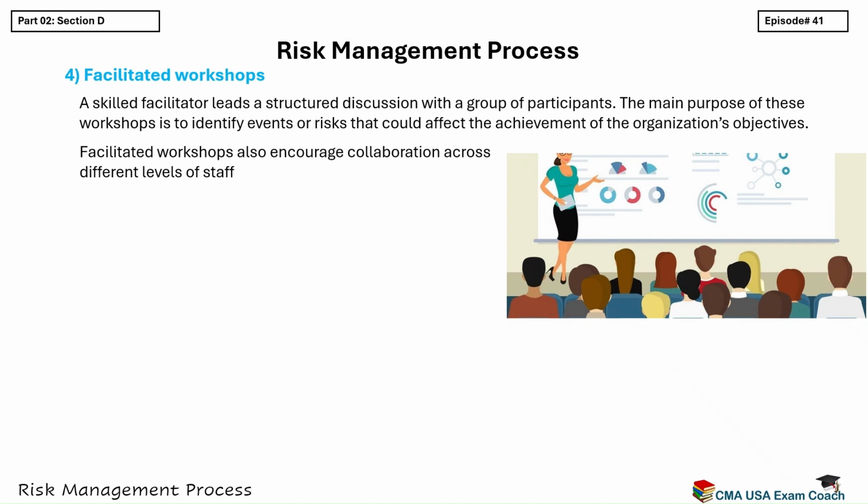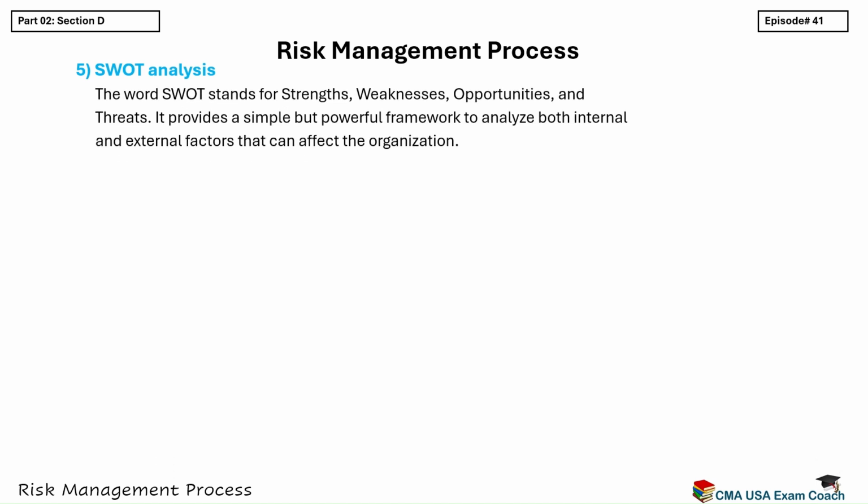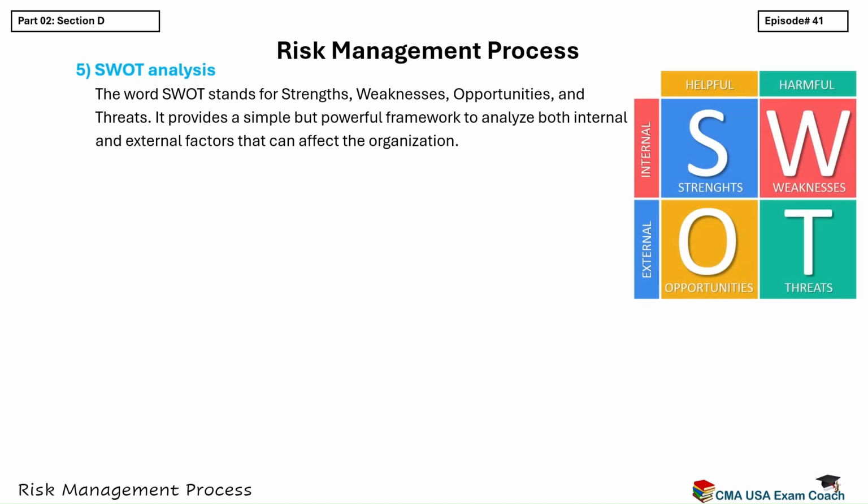identified and properly discussed. The fifth technique is SWOT analysis, which is a very popular tool used not only in risk identification, but also in overall strategy formulation. The word SWOT stands for strengths, weaknesses, opportunities, and threats. It provides a simple but powerful framework to analyze both internal and external factors that can affect the organization.